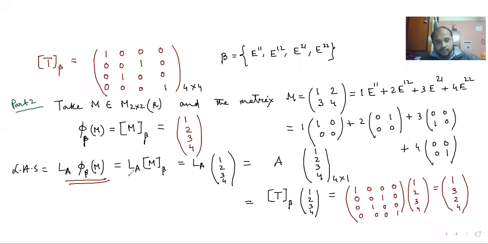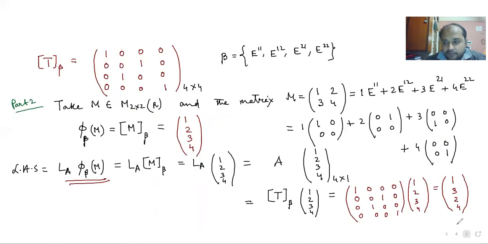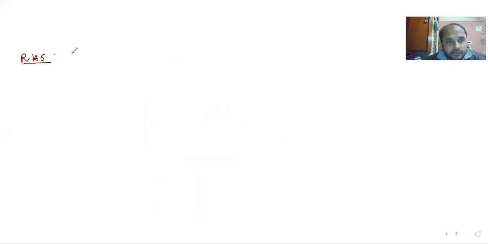Okay. So that is obtained. And lastly, we are going to write RHS. What is RHS? RHS is given to be phi beta of Tm, which is actually the matrix representation of Tm with respect to beta. What is Tm? Okay, let us check it.